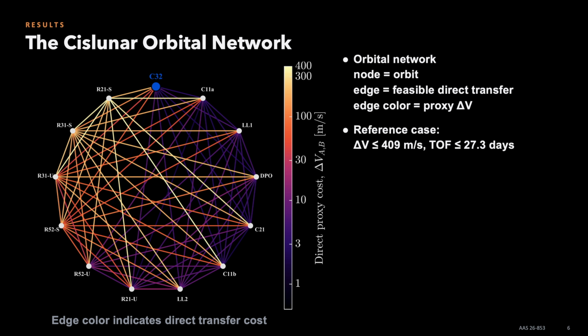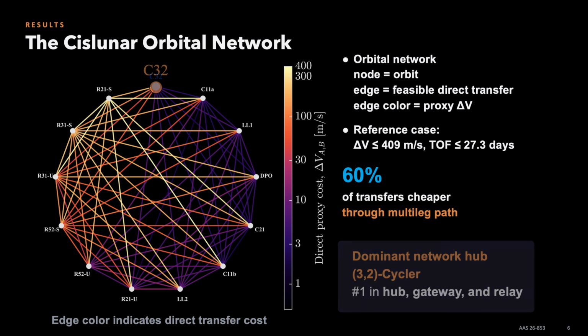Now, all 13 orbits belong to one connected component at that, but the direct edge is often not the best way to travel. 60% of the transfers are cheaper going through a multi-leg path. And one orbit stands out as emerging as the leading hub, gateway, and relay.